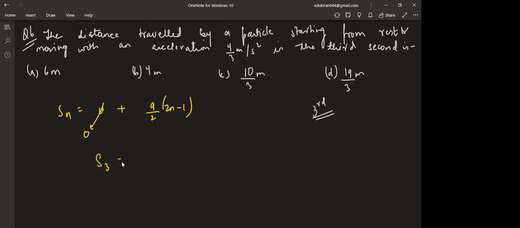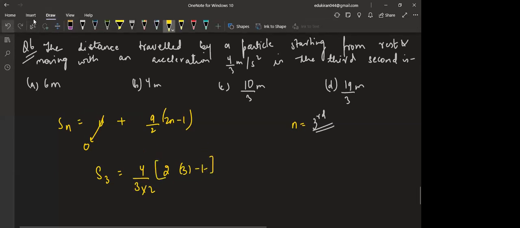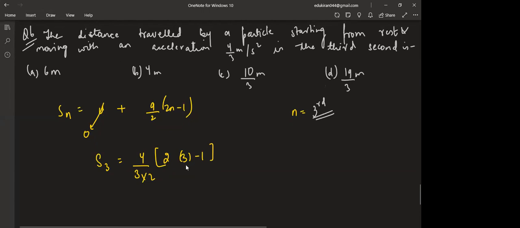So S3 will be, acceleration is 4 by 3, into a by 2, into 2 times 3 minus 1. So 2 into 3, 6, minus 1, 5. 5 into 4 by 3 into 2. You have 10 by 3 meters. So C option is right.